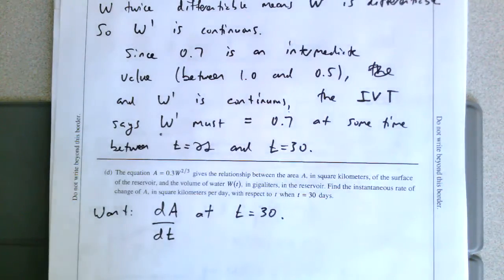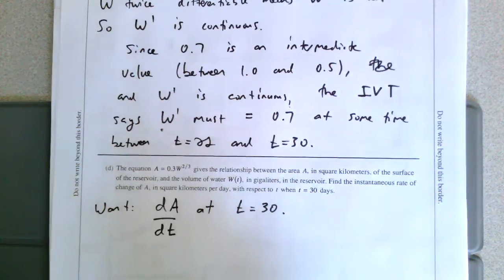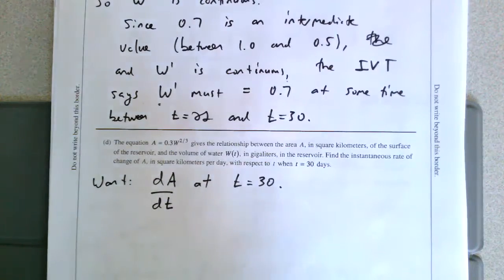So what can we do? This is basically a related rates problem. Not rate in, rate out. Don't be confused. It's not rate in, rate out. It's related rates. What we have is a relationship between A and W. And I can take the derivative of both sides of that equation with respect to time, because they're both functions of time. They're both changing over time.